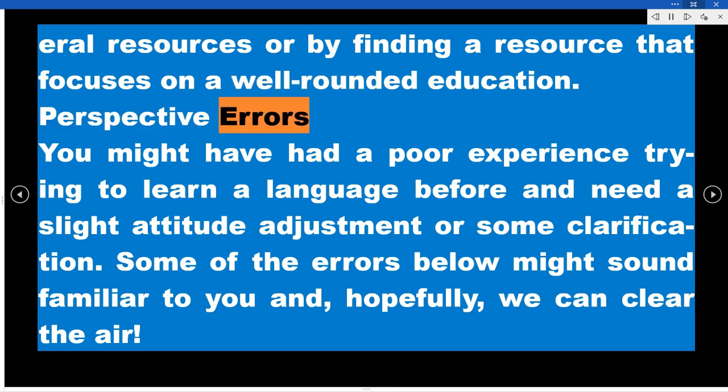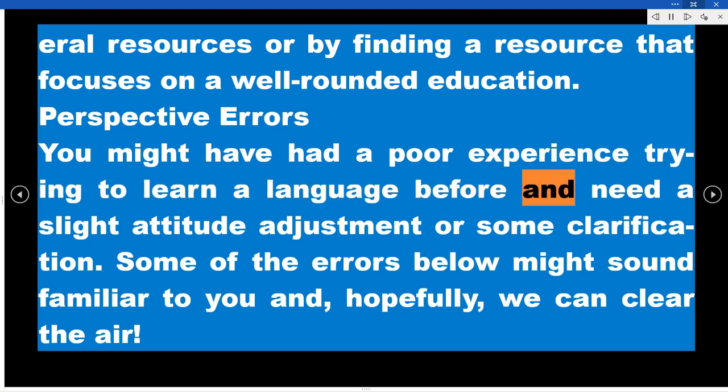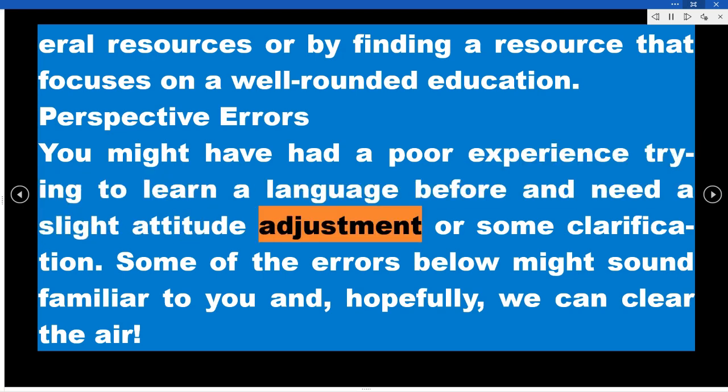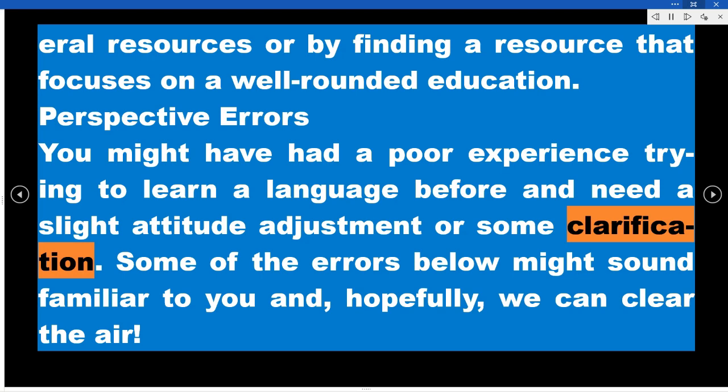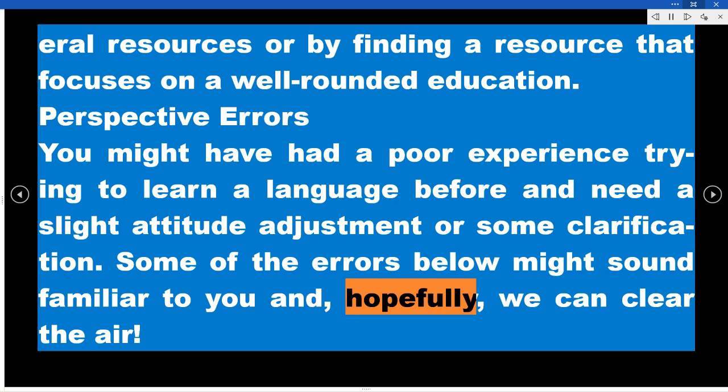Perspective errors. You might have had a poor experience trying to learn a language before and need a slight attitude adjustment or some clarification. Some of the errors below might sound familiar to you and, hopefully, we can clear the air.